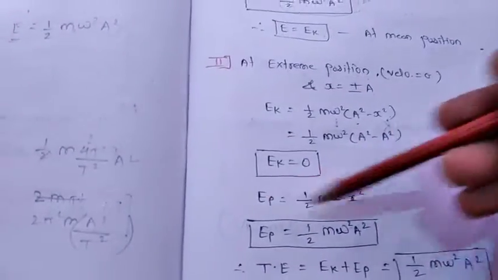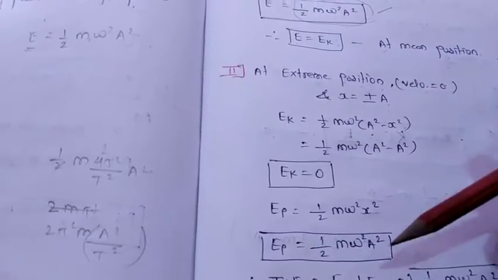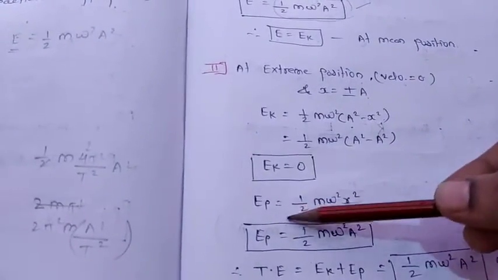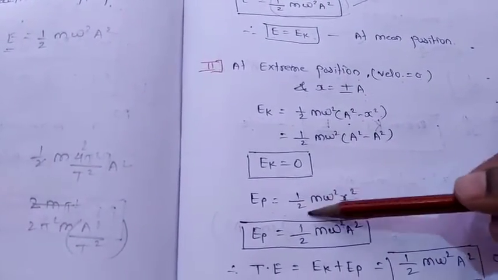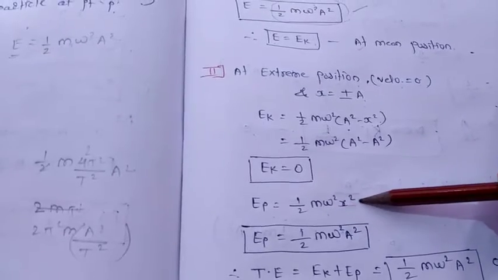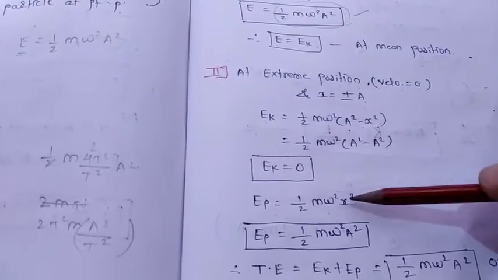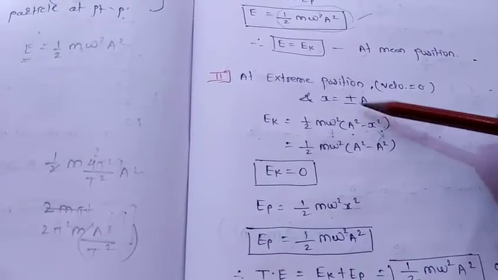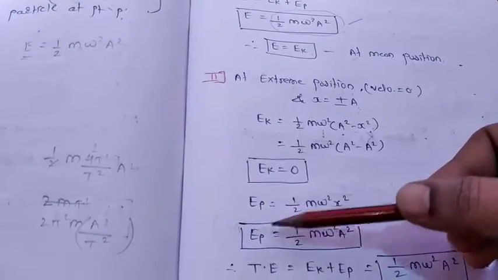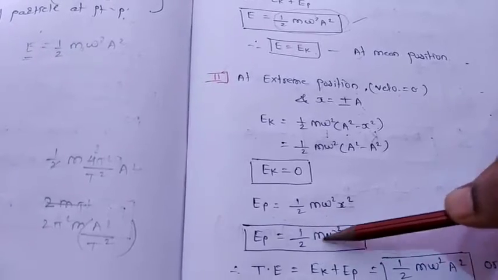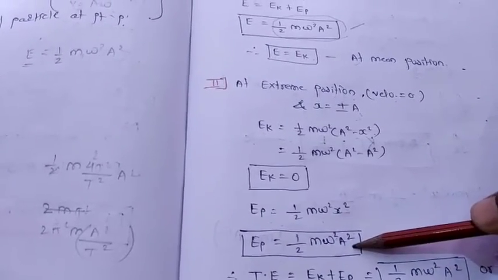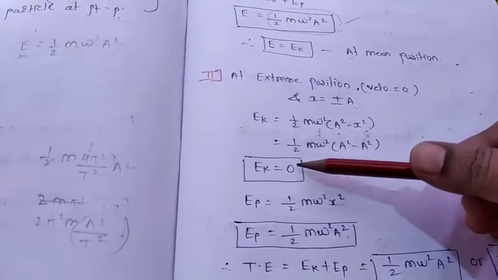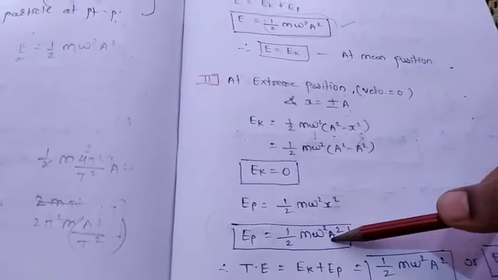So next we'll have the formula for the potential energy at the extreme position. The formula for potential energy is 1 by 2 m omega square x square. Here this x is nothing but the amplitude, that is the maximum displacement. So Ep is equal to 1 by 2 m omega square A square. So this is the formula for kinetic and this is for the potential energy.